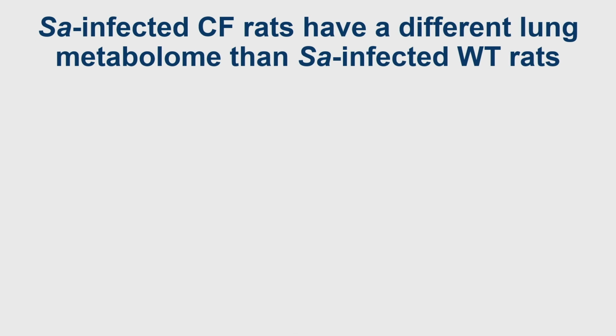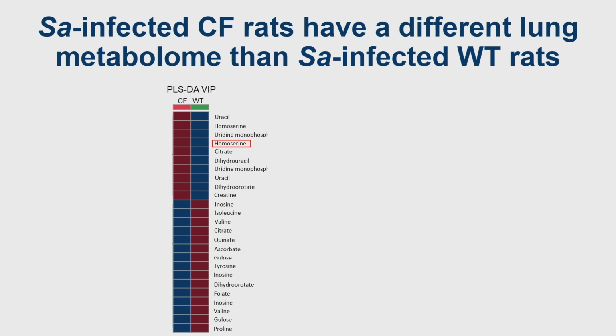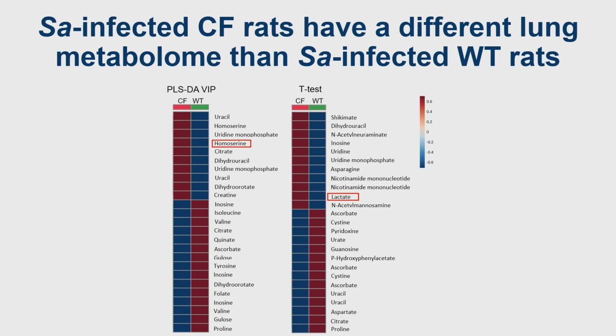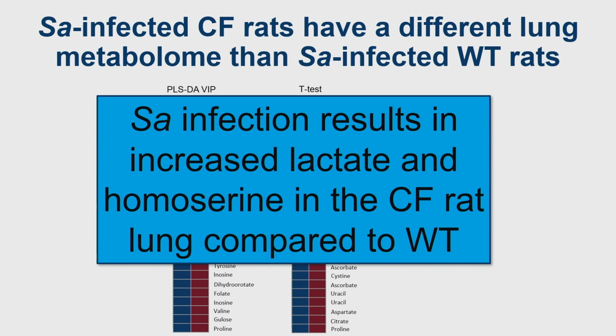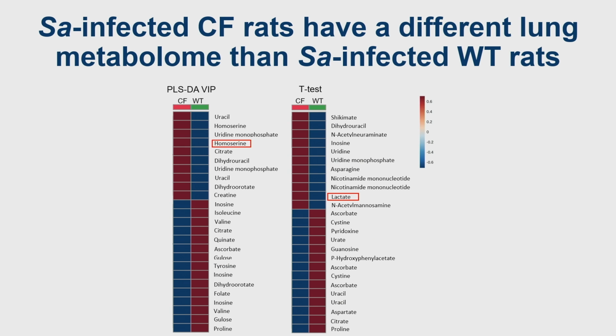We, of course, then wanted to see what exactly was changing. So we used two metrics for this. We looked at the PLS-DA VIP, or variable importance in projection. These scores essentially tell you how much a specific metabolite is contributing to the separation that I showed you on the previous slide. The second is a simple t-test. While there's a lot of metabolites here, I really just want to draw your attention to homoserine and lactate, as these are the two that I'm going to be moving forward with in this talk. Both homoserine and lactate are increased in the CF rat lung compared to the wild-type lung during infection.